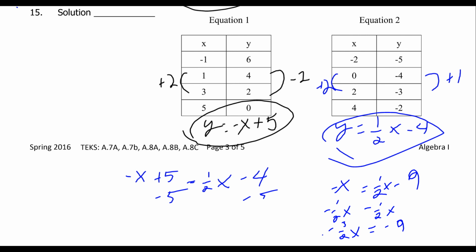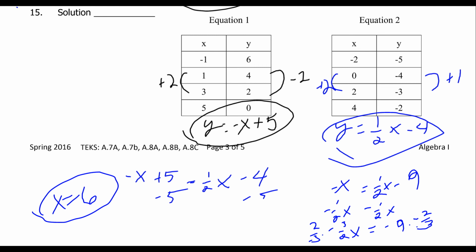I'm going to multiply both sides by 2 over negative 3 to get rid of this. So I multiply both sides by negative 2 over 3. And that's going to give me 18 over 3, which is x equals 6. Now, as you can see, that does not show up in either chart, and that's okay.